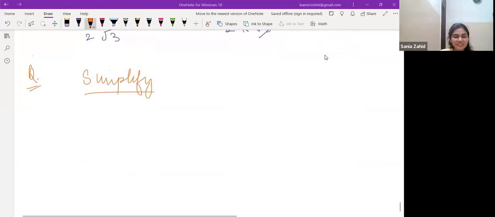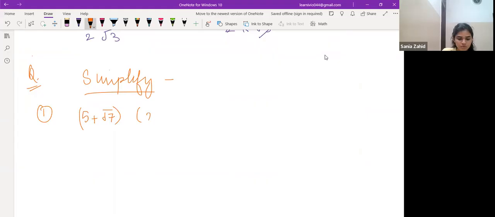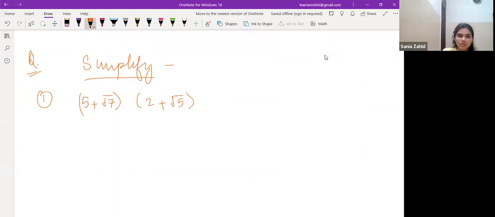Okay. So children, now the question is: simplify the following expression. The first question is 5 plus root 7 into 2 plus root 5. Okay, and now how am I supposed to solve this?